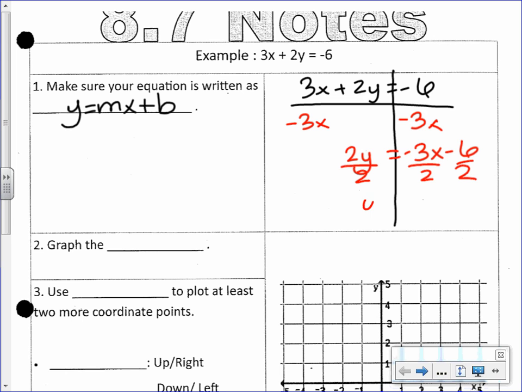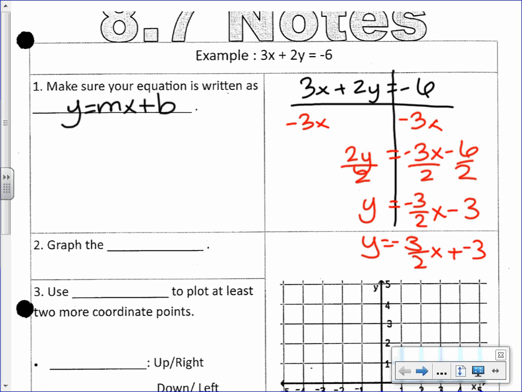So I'm left with y equals negative 3 over 2x minus 3, or plus negative 3 if you like it that way. You totally could have written it like this if you prefer it with plus. It all means the same thing. Questions on how I did that?